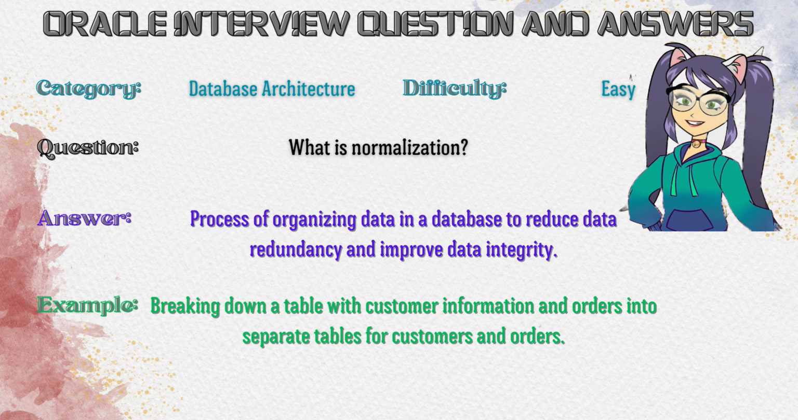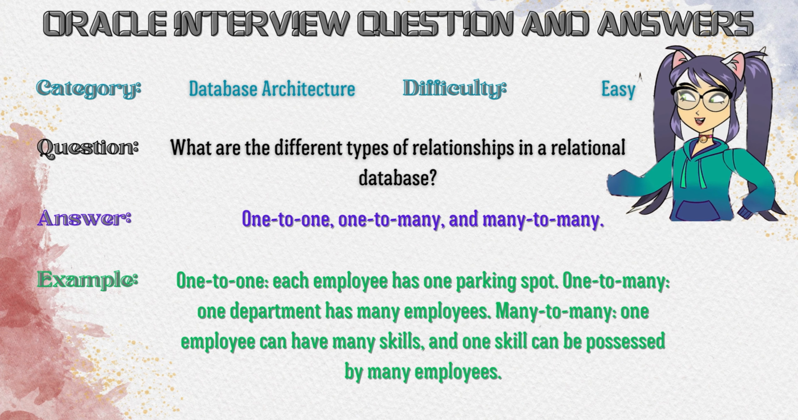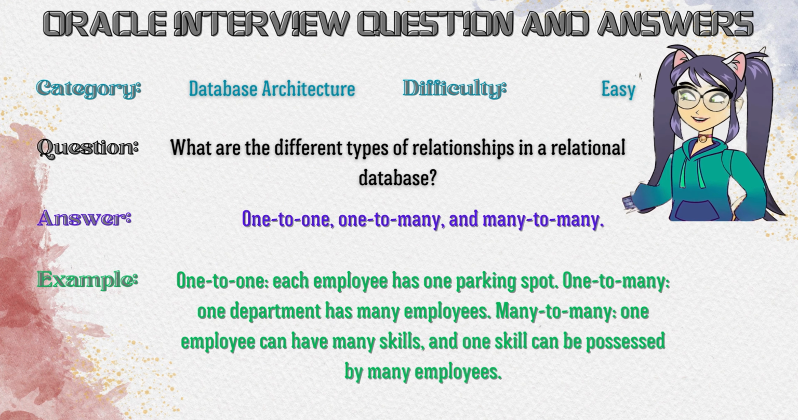For example, breaking down a table with customer information and orders into separate tables for customers and orders. Next question, what are the different types of relationships in a relational database? And the answer is one-to-one, one-to-many, and many-to-many.